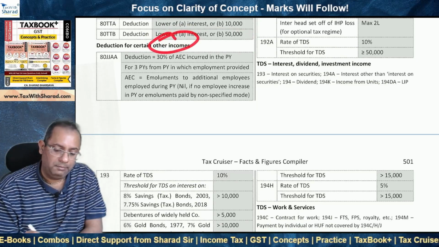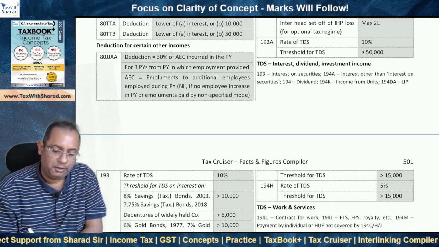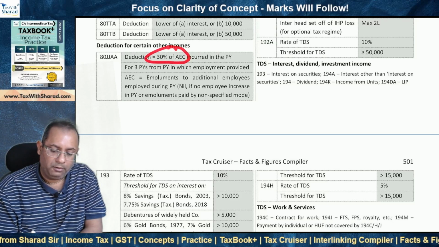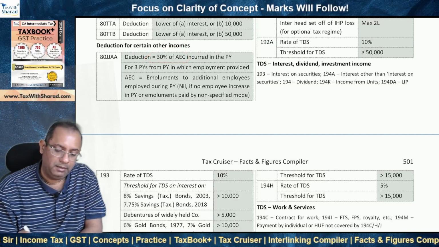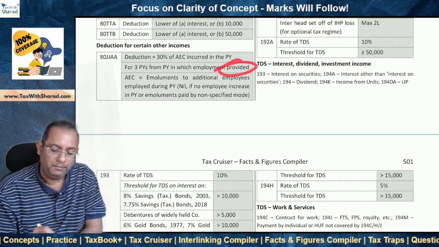Deduction for certain other incomes. 80JJAA in respect of employment of new workmen, deduction is equal to 30% of additional employee cost incurred in the previous year. Deduction is allowed for 3 previous years from previous year in which employment is provided.